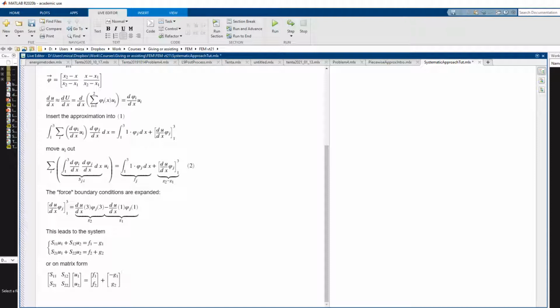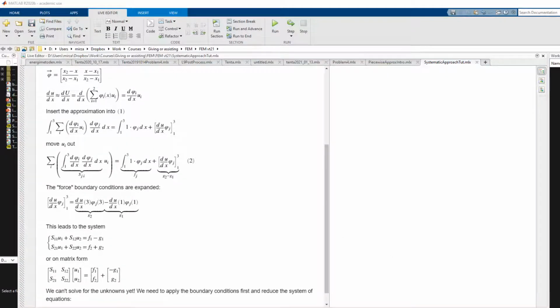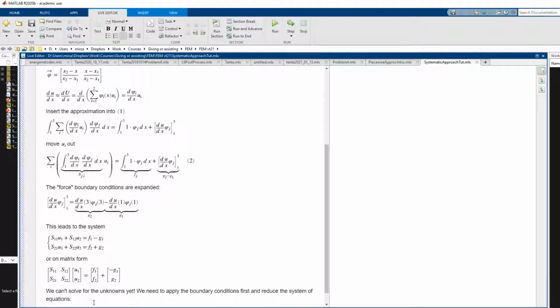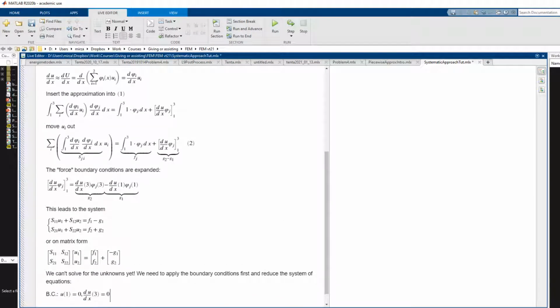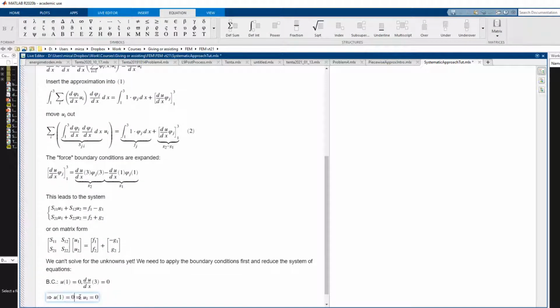Right. Now, obviously, we cannot solve this yet because we haven't really applied any boundary conditions. So we need to sort of reduce it. So we have boundary conditions here. We will apply these. These are boundary conditions. And if you look at the solution first, we have u of 0 is equal to 0. So we call that it's the first node u1, it's equal to 0, right? So this thing here is equal to 0. So we can sort of set this to 0 because we know what it should be.